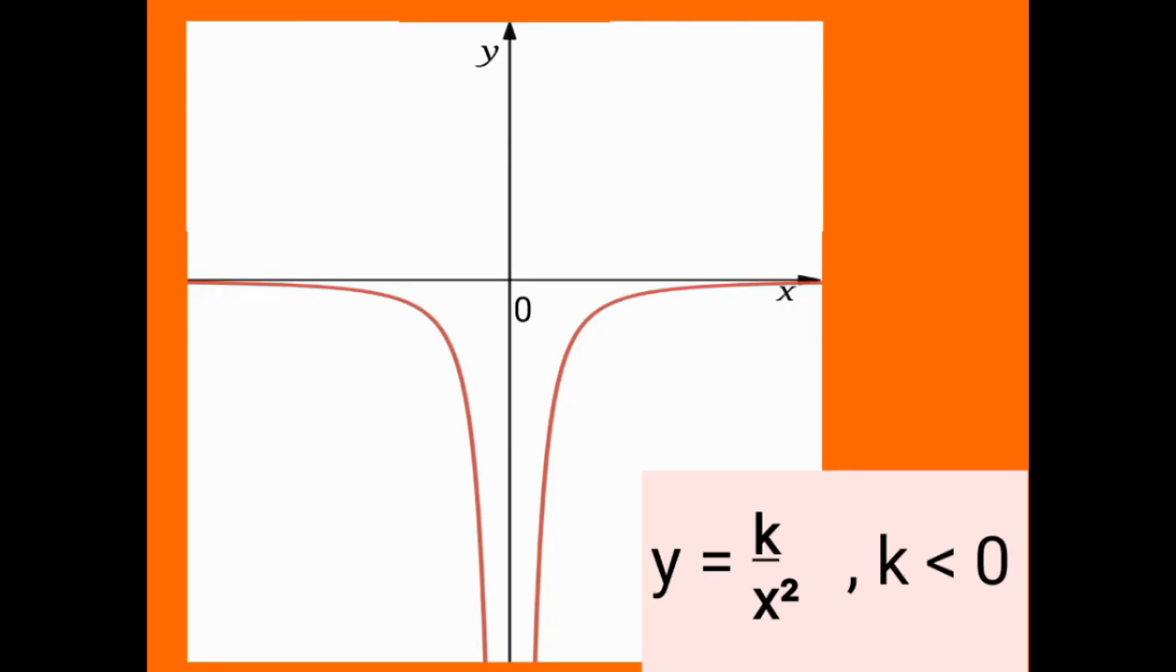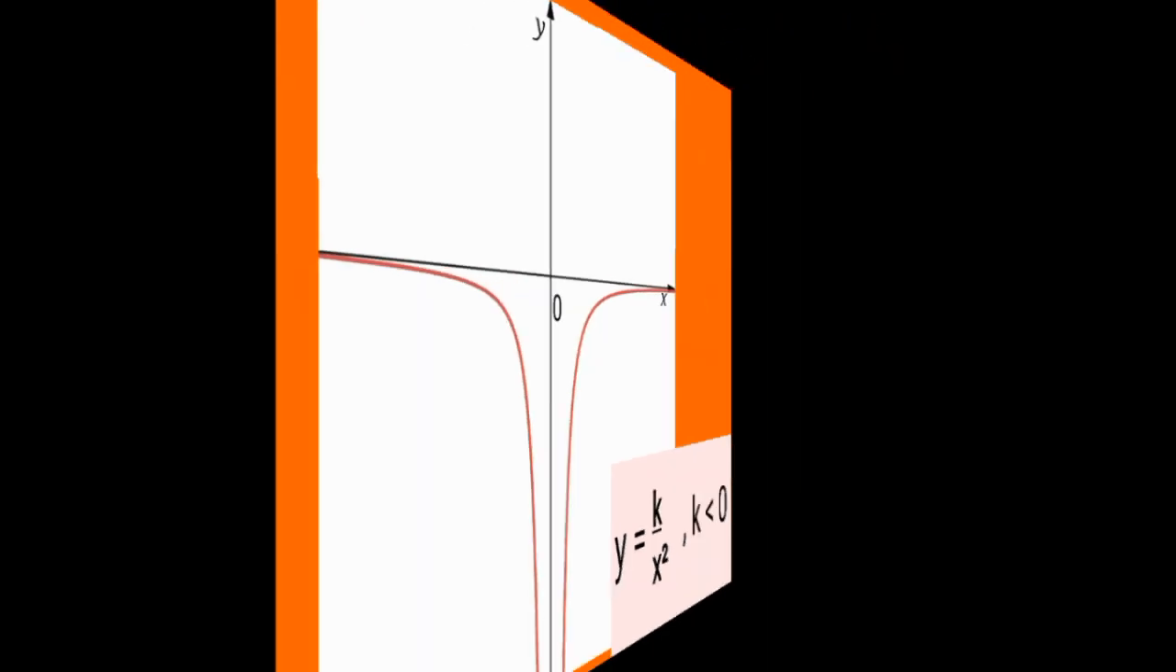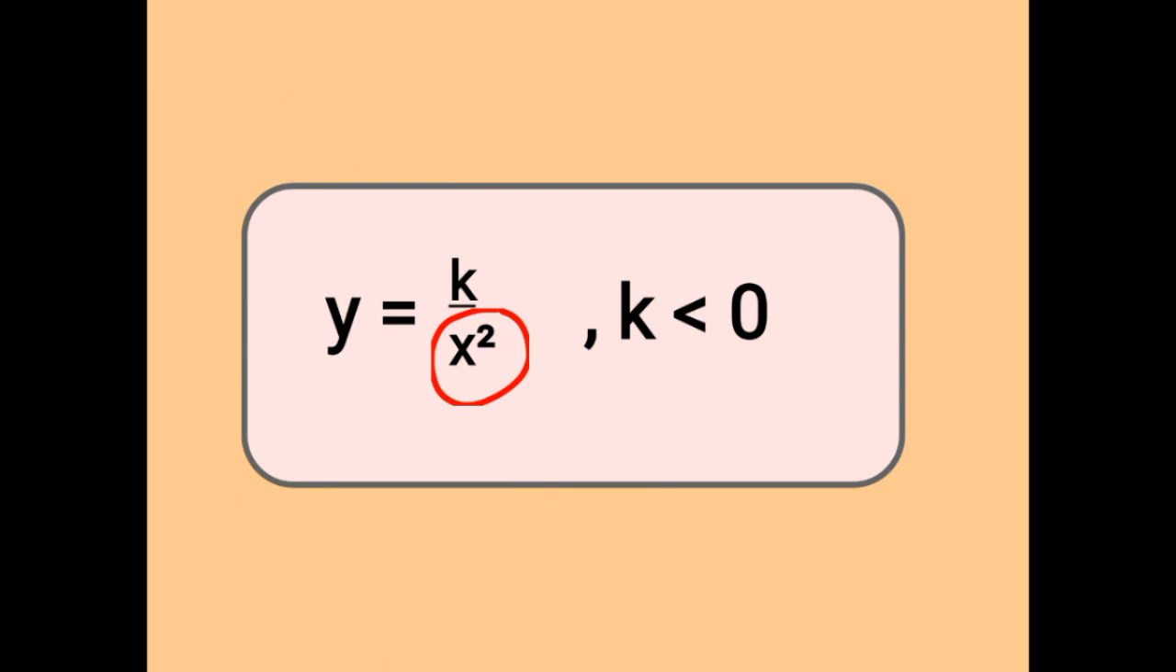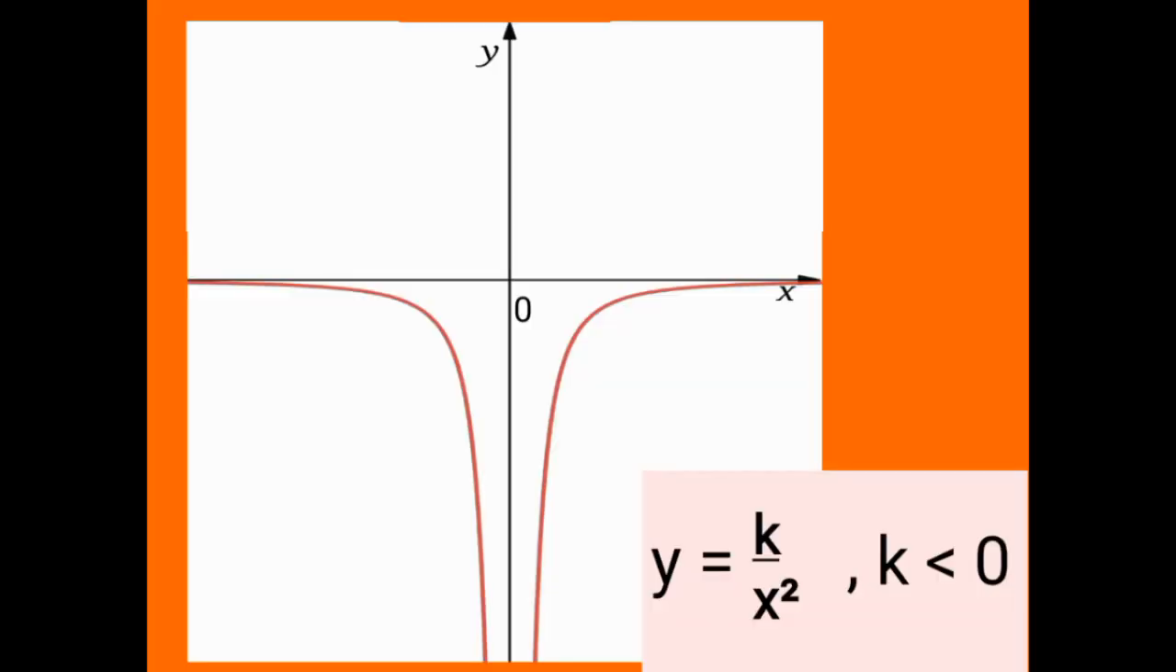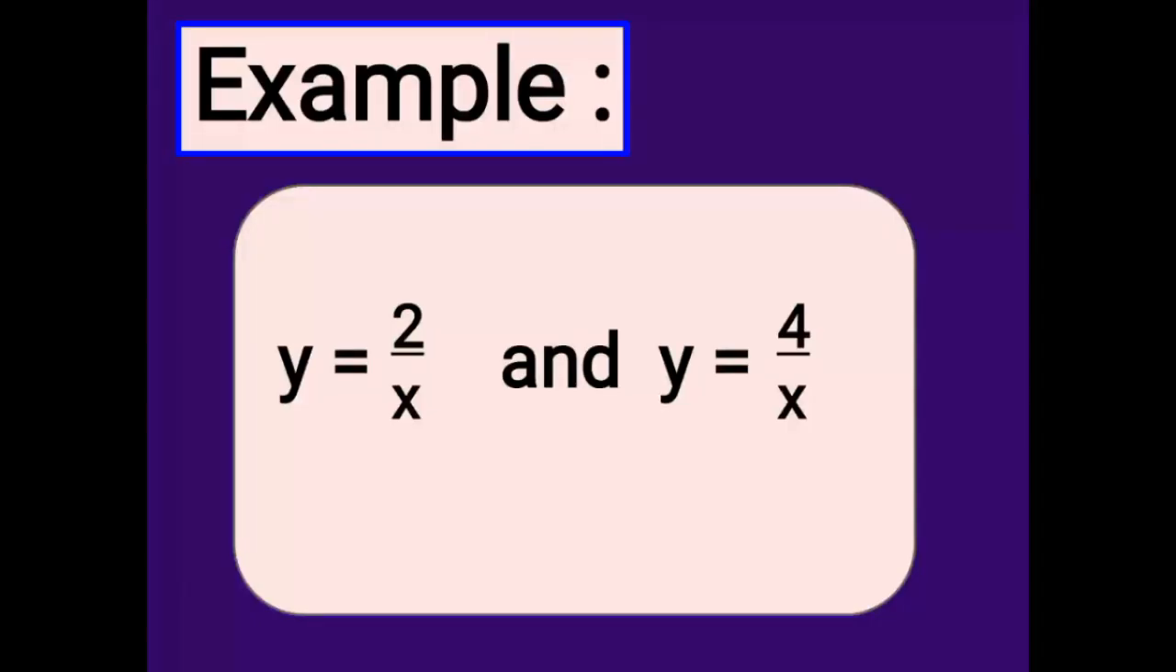When y equals k over x squared with k less than 0, the graph would take a shape like this. As we know, x squared is always positive and since here k is less than 0, all the y values are negative. So, the graph y equals k over x squared with k less than 0 would take a shape like this. So, to make it clear, let's take a look at a few examples.